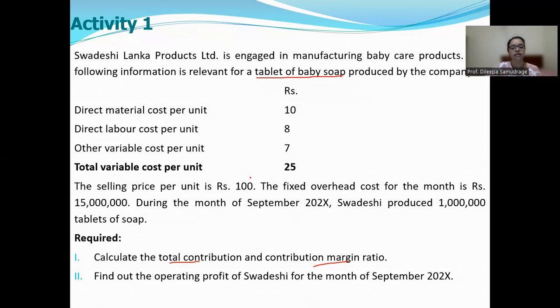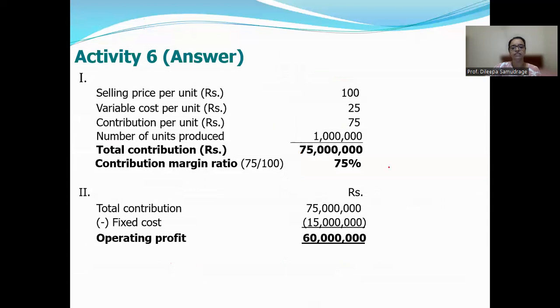So how do you calculate contribution? From the selling price, you have to deduct the variable cost. Then you get 75. So the CS ratio is 75 divided by the selling price of 100. As a percentage, you have to show it. So therefore, the CS ratio is 75%. Then the total contribution is 75 multiplied by the units you produce, 1 million, so 75 million. Correct? So that is the first answer, okay.